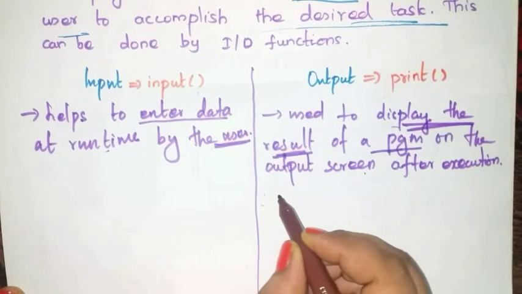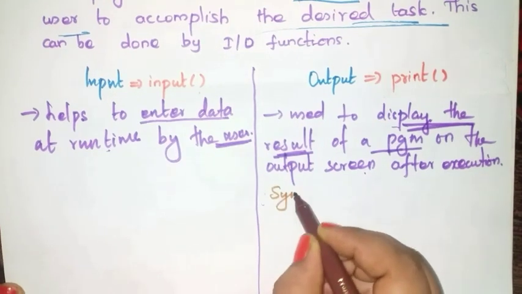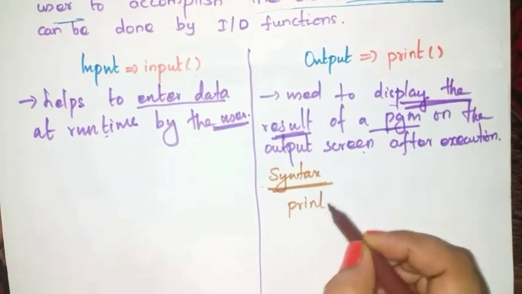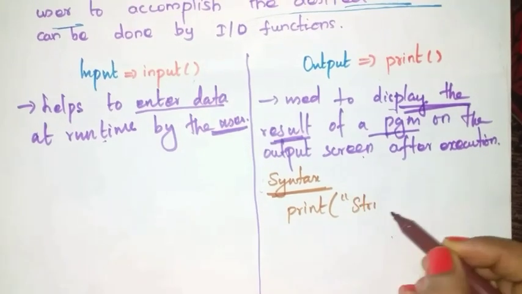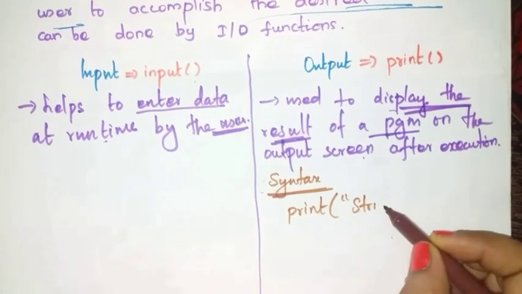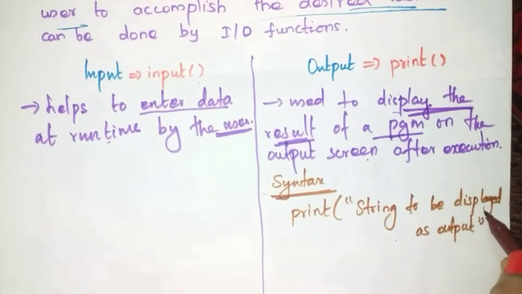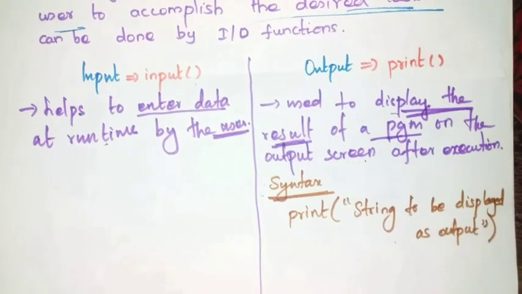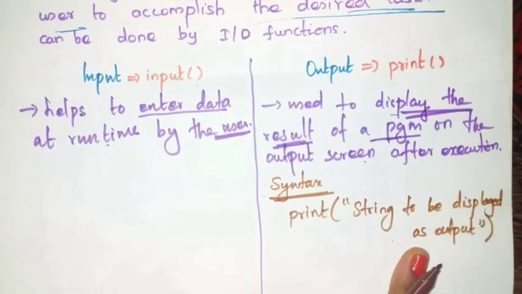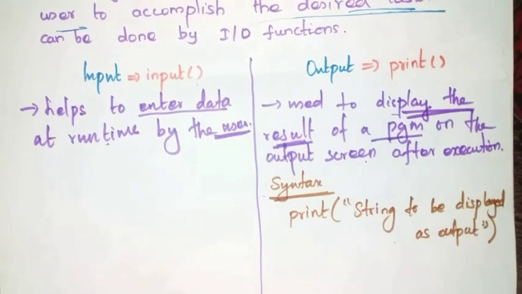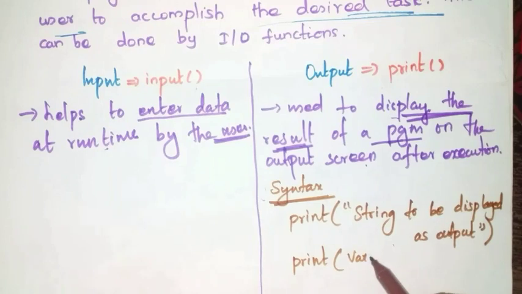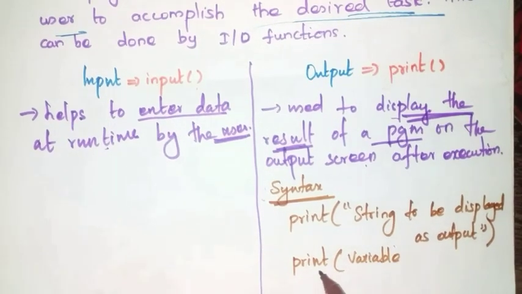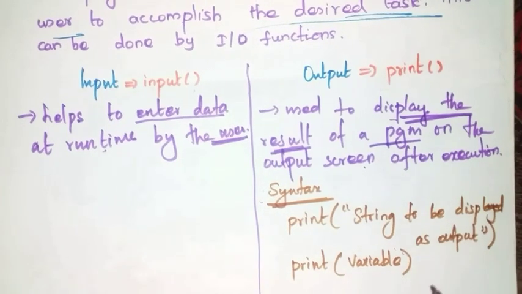Let us see the syntax of the print function. Syntax: print, after that parenthesis, double quotes, write the string within these double quotes. Close the double quotes and close the parenthesis. That's all. This is the syntax of the print function. Let's see another syntax: print, and in between the open and close parenthesis, write the variable. So this is another syntax.